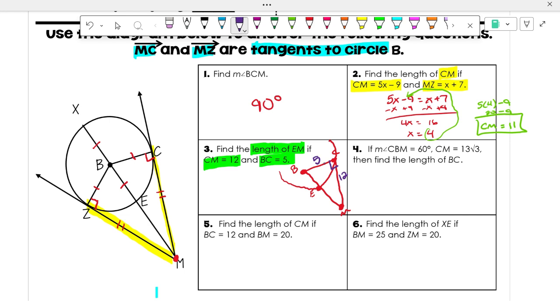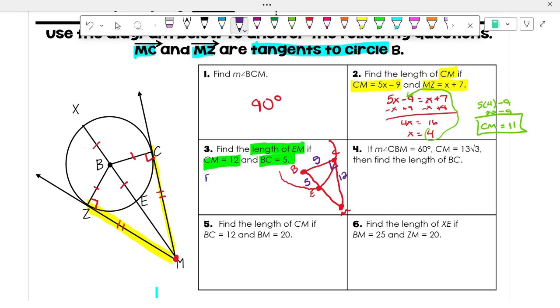Now, what's true about BC and BE? They're both radii, so they're both 5. So first off, I need to find BM before I can find EM. How can I find BM? We have a right triangle and 2 sides. So we can use what?